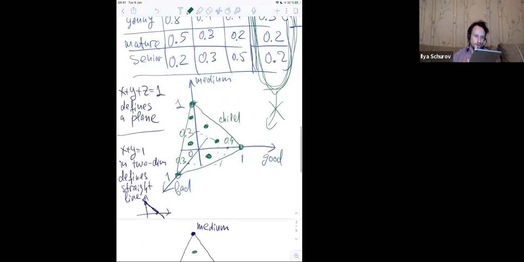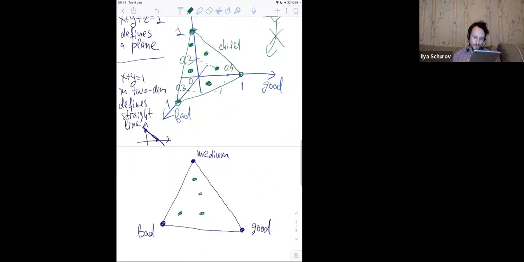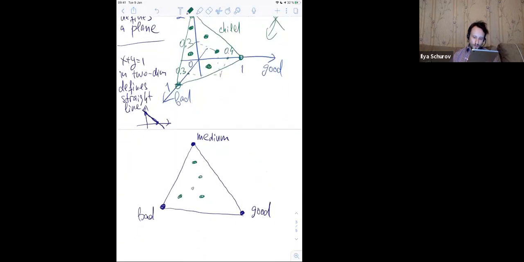So we have 5 elements here, 5 points. Okay, this is not 5, but 6, something like this.